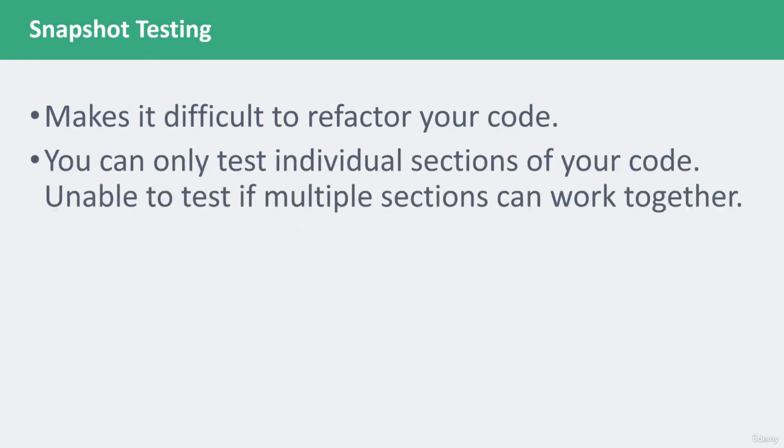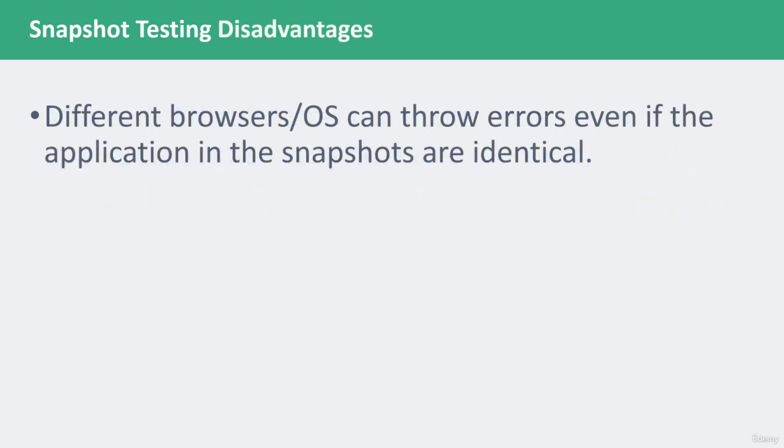Let's talk about the last type of testing, called snapshot testing. You're probably familiar with the game of Spot the Difference. It's a game where you're presented with two nearly identical images. The objective is to spot the differences. That's what snapshot testing is. It's a program that will take two snapshots of your application and compare them. If it spots any differences, it'll consider the test a failure.